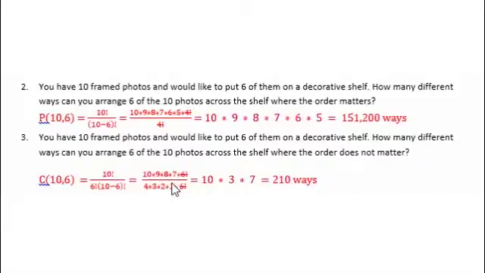I can do a little bit of simplification here. Notice that I have the 10, then I cancel out the 3 with the 9 to get a 3, and then I have a 2 and a 4 here in the denominator that cancel out with the 8, so I'm left with a 7. Again, you could just plug and chug this in a calculator if you wanted to, but in any case, you're going to end up with 10 times 3 times 7, or 210 ways.